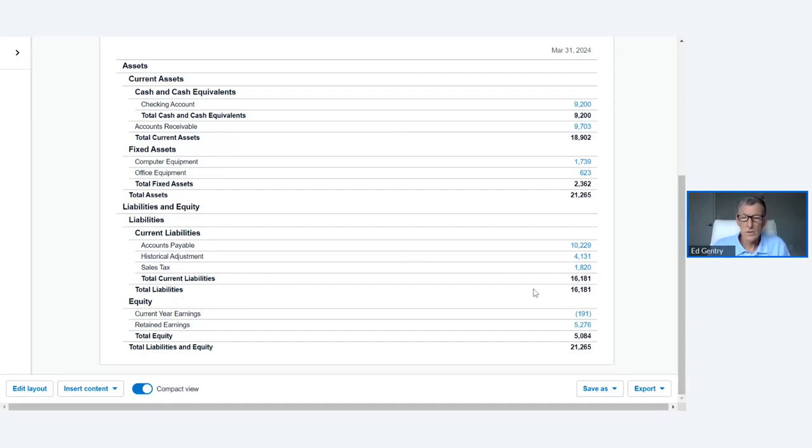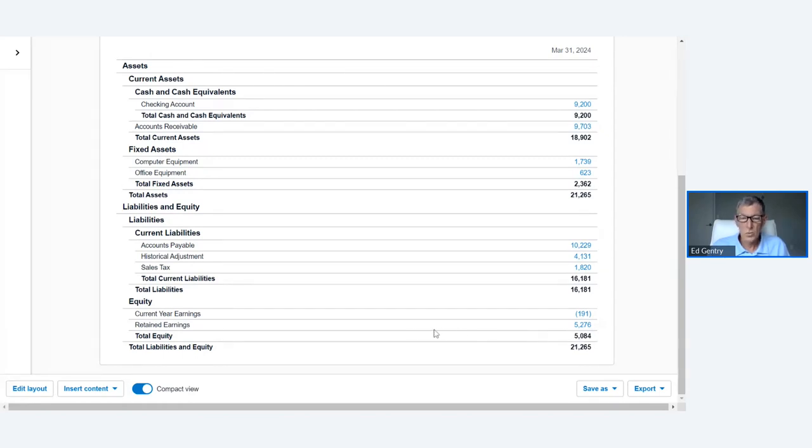So that gives us all the total current liabilities, which is your total liabilities in this circumstance. So as we stated at the beginning, the formula is assets, which is this number, minus liabilities, which is this number, equals owner equity, which is this number.